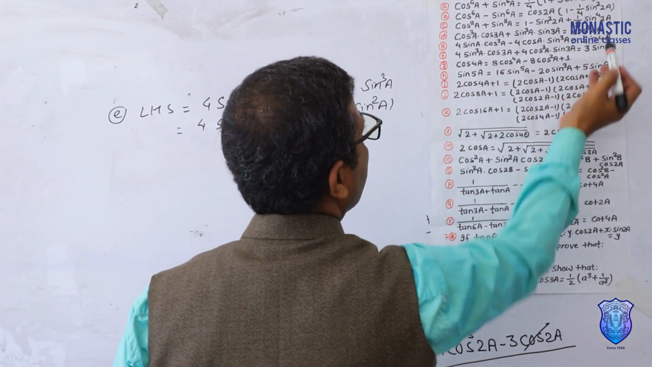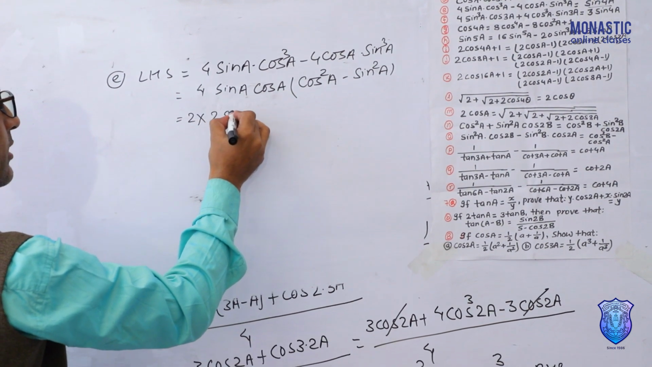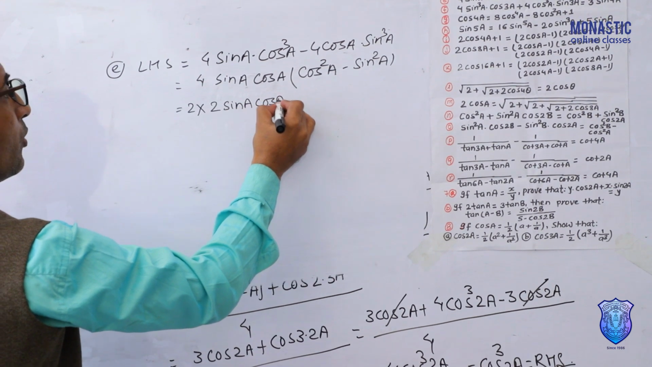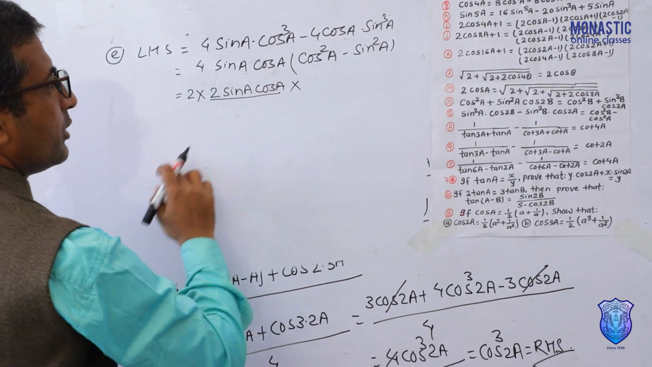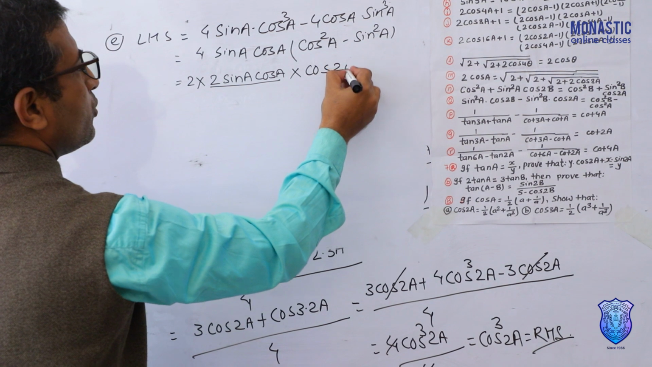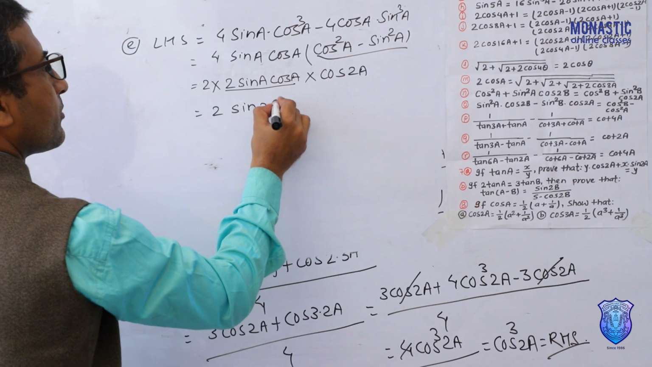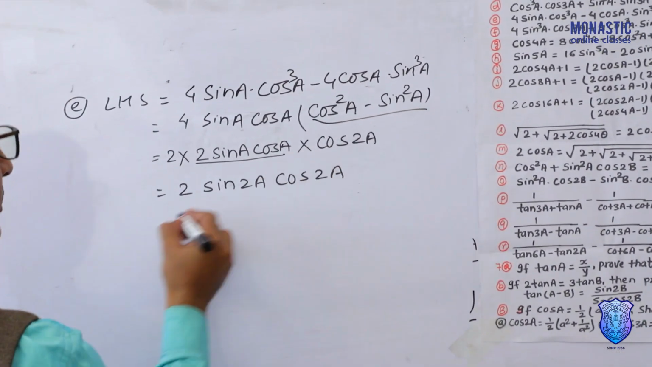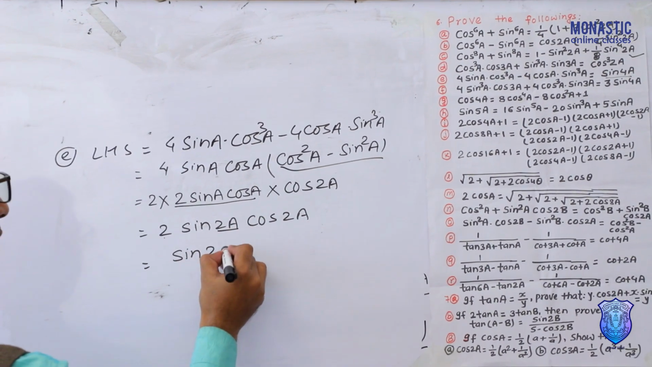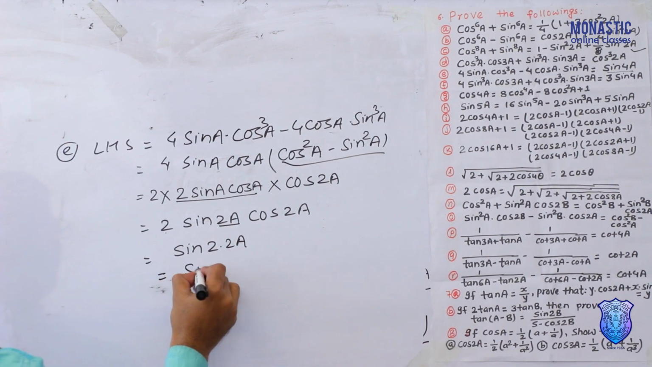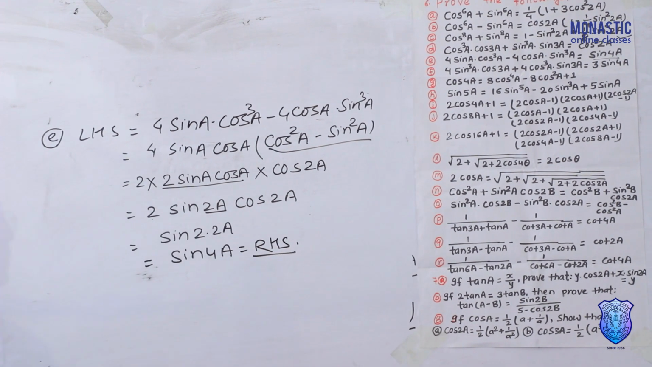In RHS we want the result sine 4a. Now we can write this as 2 sine a cos a. We have the formula of this, that's why we have arranged in this way. And that's cos 2a, this whole. Now this came sine 2a cos 2a. Again you have the formula 2 sine a cos a, the sine 2a, but in place of a there is 2a. So sine 2 into 2a is equal to sine 4a. That's the proof completed.